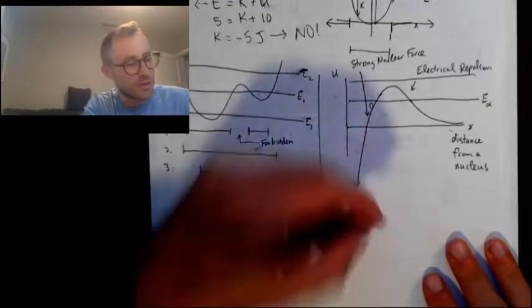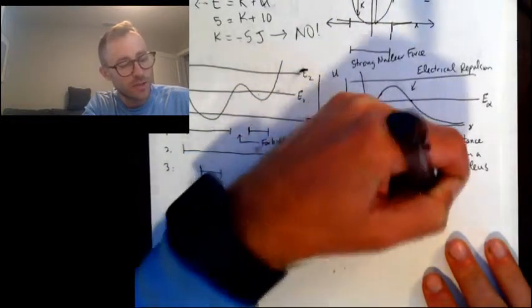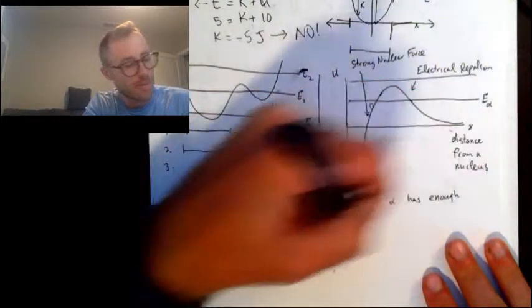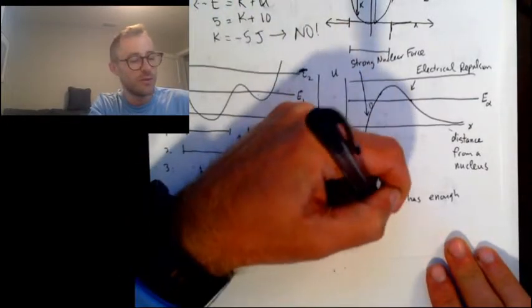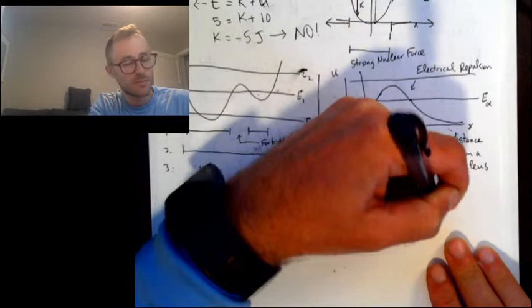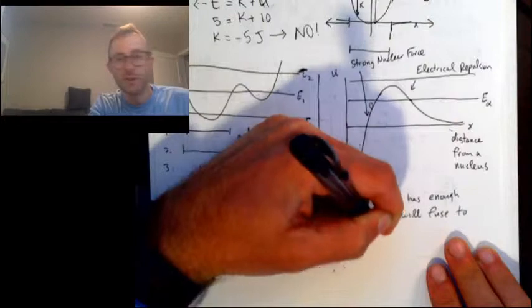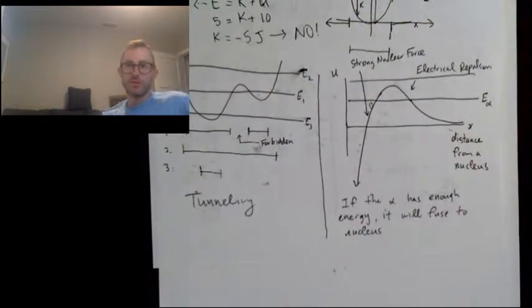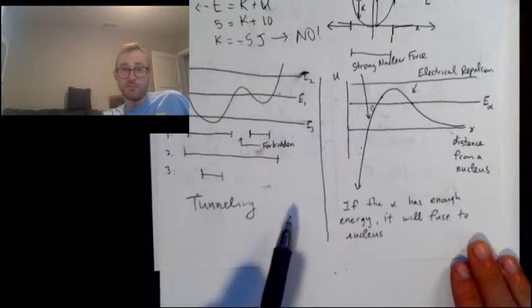And so basically, if the alpha particle has enough energy, it will fuse to the nucleus. So this is how fusion works. Fusion can be understood with U of x graphs, okay? So you have to give the alpha particle enough energy to get over this hump so that the strong nuclear force can pull it in, okay?